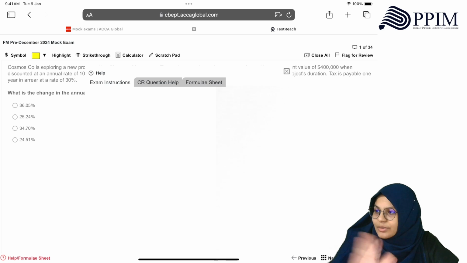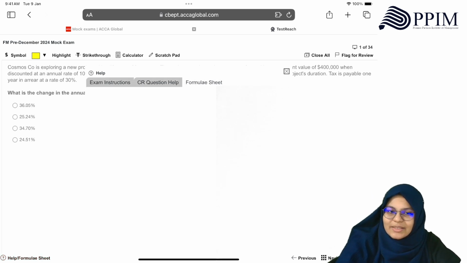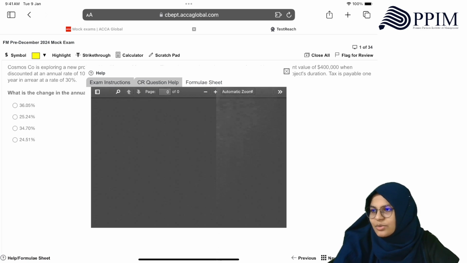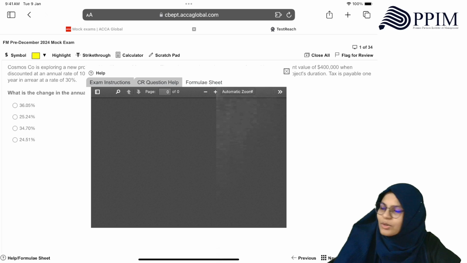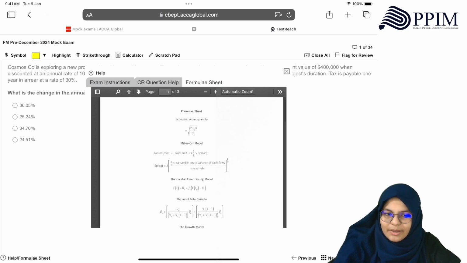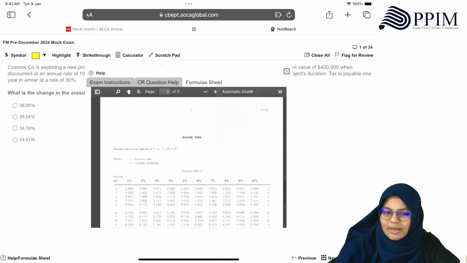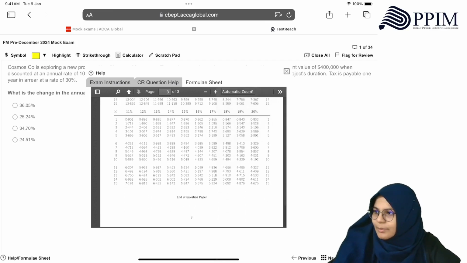That's basically what you read just before you started the exam. Something called question help and something called a formula sheet. Okay, so what is actually important for us is this formula sheet. So whatever formulas that you need is available here. So the EOQ, MILA, or everything is there together with the tables, the present value table, annuity table.